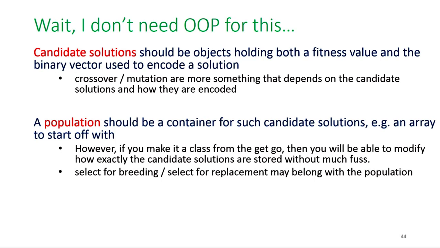Over basic suggestion, population could be a class too, okay, could be a container. If you start thinking that way, then the selection operations, selection for breeding, selection for replacement, are operations that take place at the level of an entire population, right? So you could implement them in that class. Okay, the idea of having a container class for population, right now implement it as an array.